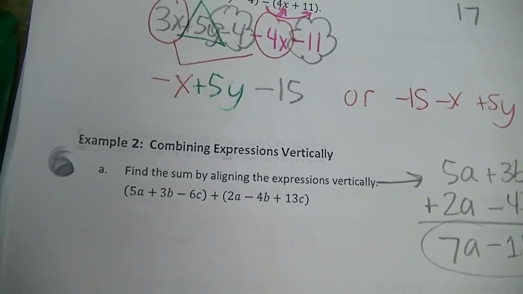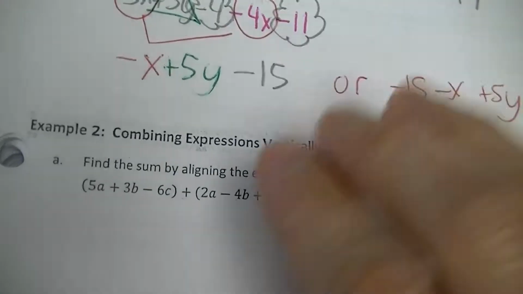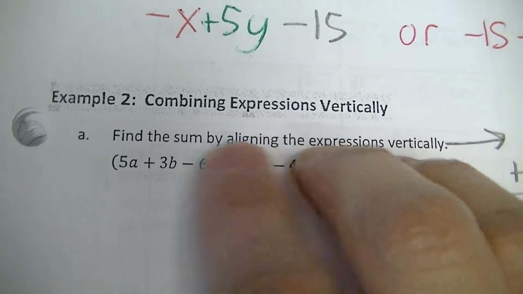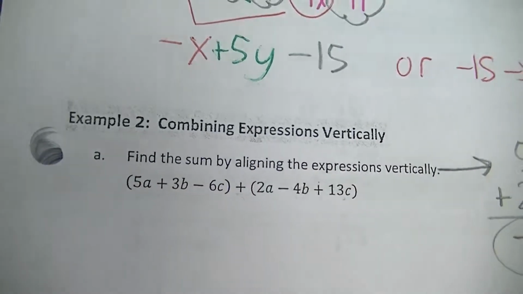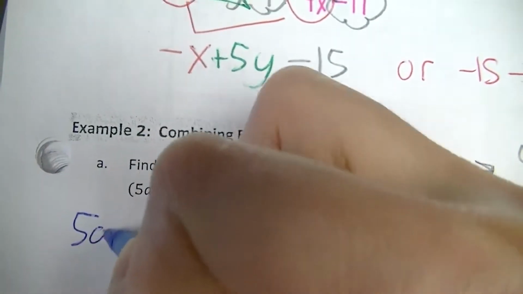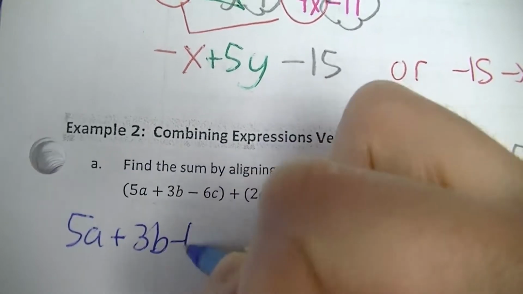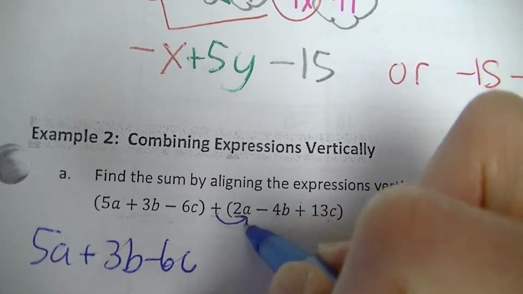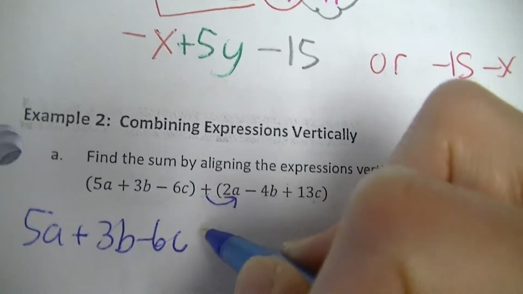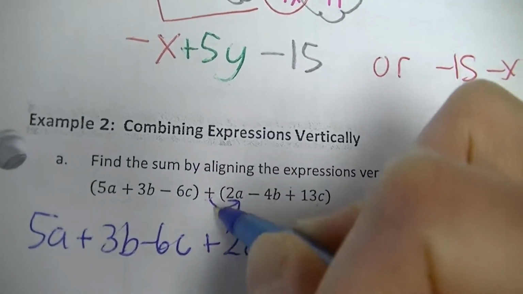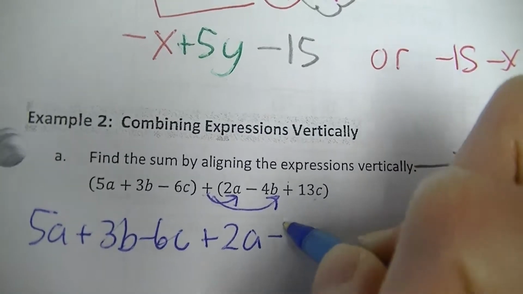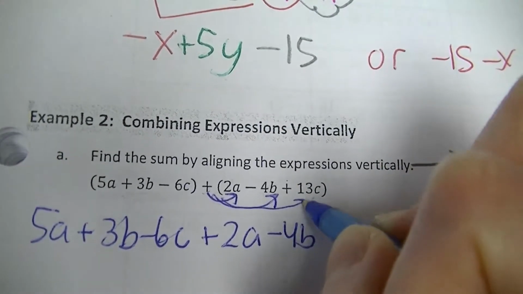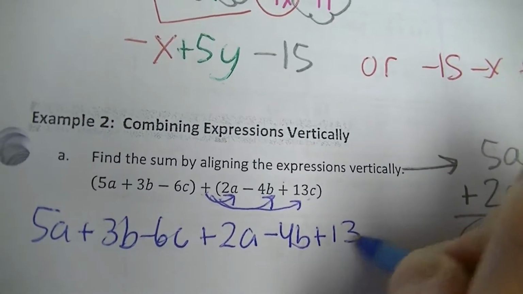Here's another way I want to expose you to. Obviously, right there you see that there's parentheses, but there's no number or symbol directly in front of it, so just drop the parentheses. Okay, but the second set of parentheses has this symbol in front of it, so you need to use the distributive property. So positive times 2a is a positive 2a. Positive times a negative 4b is a negative 4b. Positive times a positive 13c is a positive 13c.